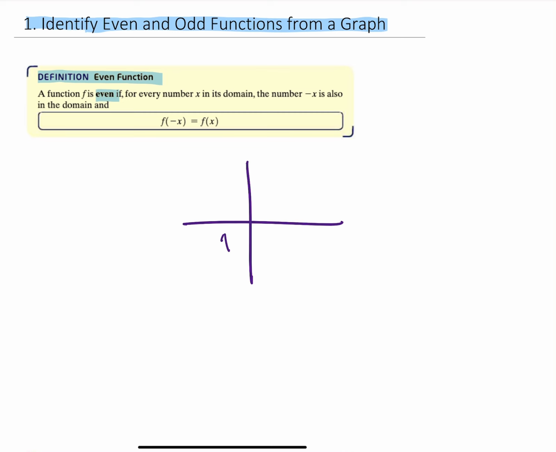We plug in some negative version. If this is our x, it has some output. Plug in the negative version, it would be equal to that same output. Let me give a simple example. The one that I always like to use for an even function is x squared.